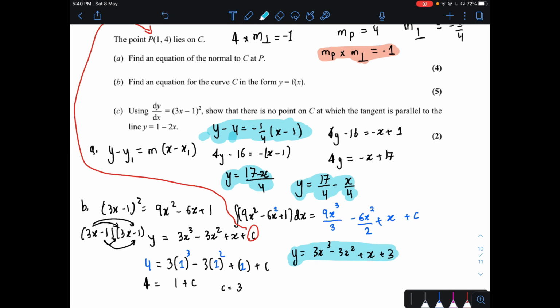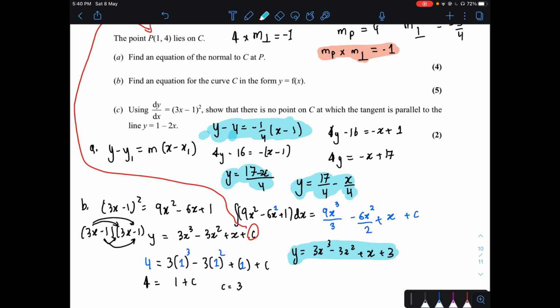All right, so next, part C. Using dy by dx equals (3x minus 1) whole squared, show that there is no point on C at which the tangent is parallel to the line y equals 1 minus 2x. So let's see, what is this question asking? Once we see this question, the only thing I can think of is parallel, and we're talking about gradient. Parallel means you have the same gradient, right?